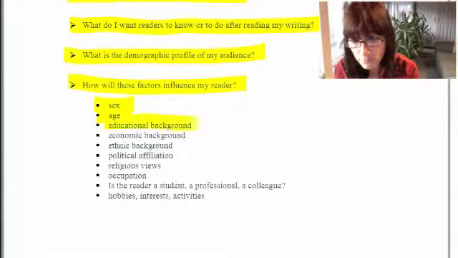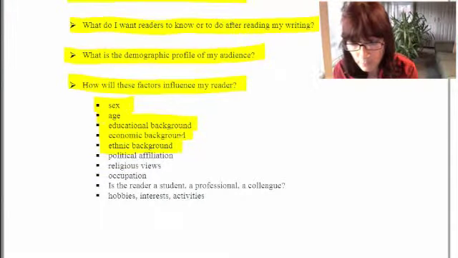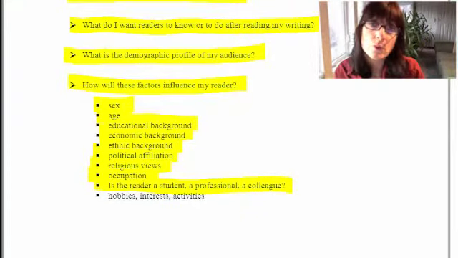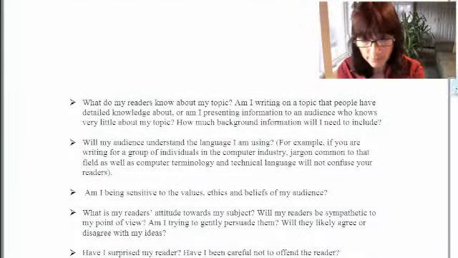The sex of the reader, the age, what's the educational background of your reader, the economic background, what is their ethnic background, their political affiliation, perhaps what are their religious views? What is the occupation of your reader? Is the reader a student, a professional, or a colleague? Because that can change the way you're going to write. And perhaps what are the hobbies, interests, or activities of the reader? Now, obviously, you might not know a lot of these factors, but if you do know them, then you should take them into account before you start your writing.